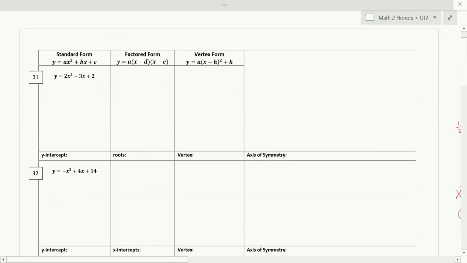So let's go to 31. I'm not sure what happened on the right side. I should have had more information over here. It kind of got deleted, but we know it goes there, and we'll fill in the blanks.